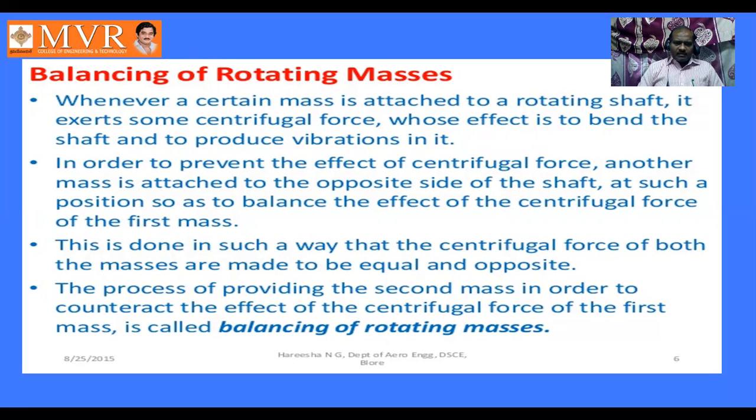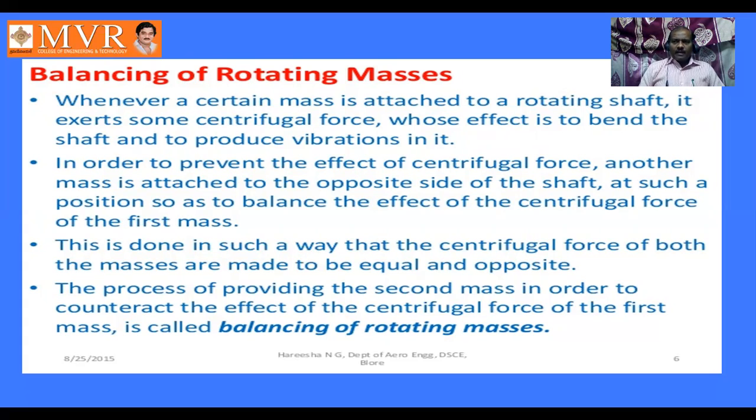This is done in such a way that the centrifugal forces of both the masses are made to be equal and opposite. The process of providing a second mass in order to counteract the effect of centrifugal force of the first mass is called balancing of rotating masses.